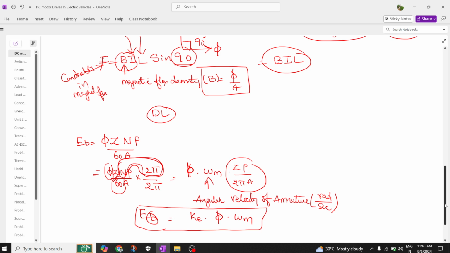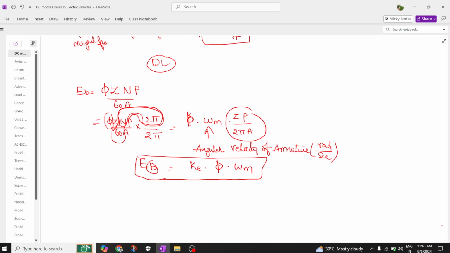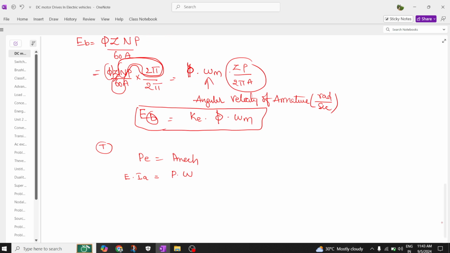And now let's try to discuss the torque production. In order to derive the torque, we are going to equate the electrical power with the mechanical power. So electrical power you can write as E into IA, where mechanical power you can write as torque into angular velocity omega. Now let's do this derivation.